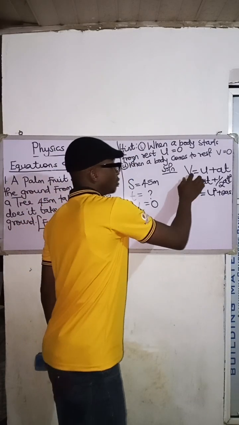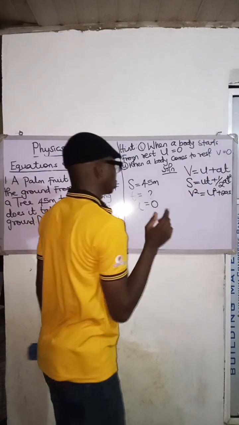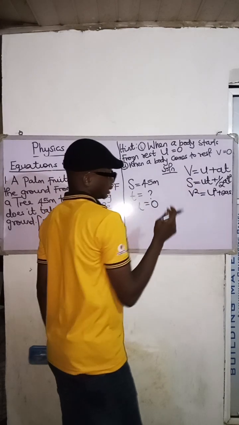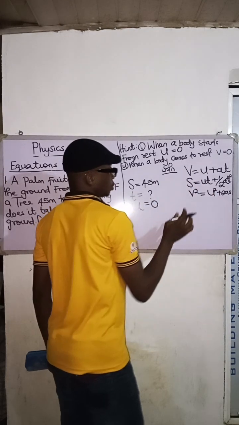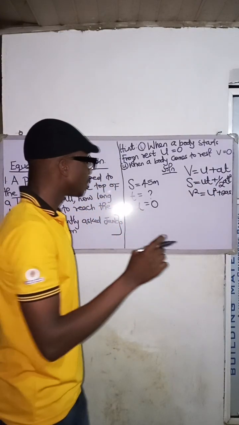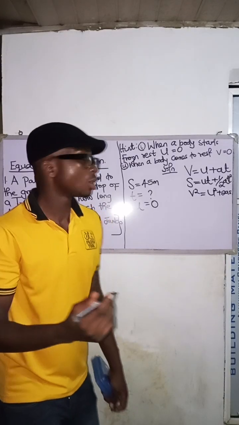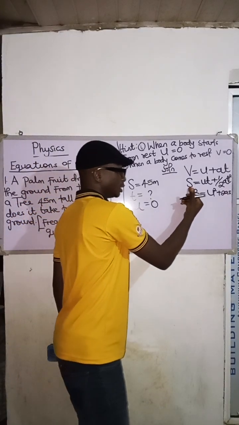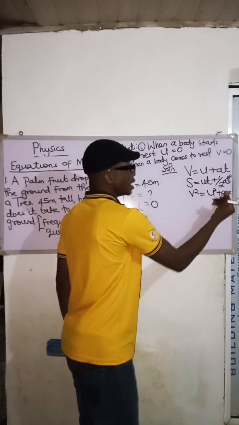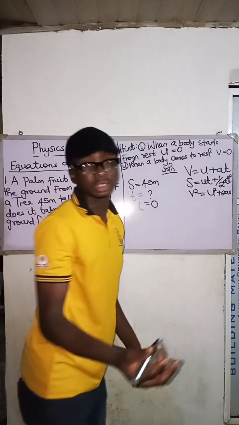Okay, so we don't have a business with the first equation of motion. Now, looking at the second, we are given s, we are given u, and we are asked to calculate for t. Here, a stands for acceleration, s stands for distance, u stands for initial velocity, and t stands for time, right?